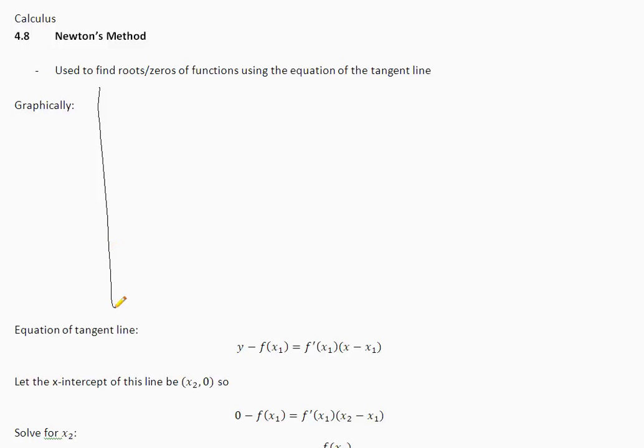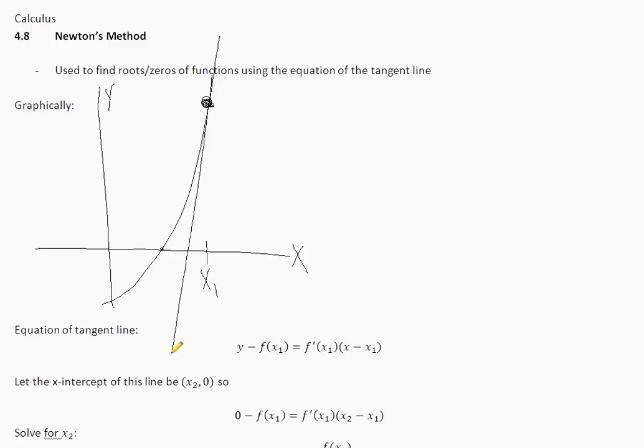Here's the idea of Newton's method graphically. So I have a function. Here's its graph. I want to find this x-intercept, and I'm not going to do it by setting the equation equal to 0. How can I use the equation of a tangent line? Pick an x value somewhat close to the x-intercept. There's x1. Draw the equation of the tangent line.